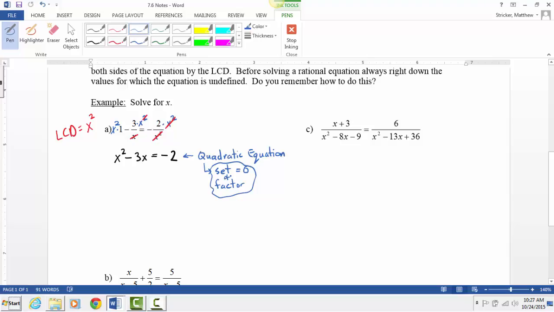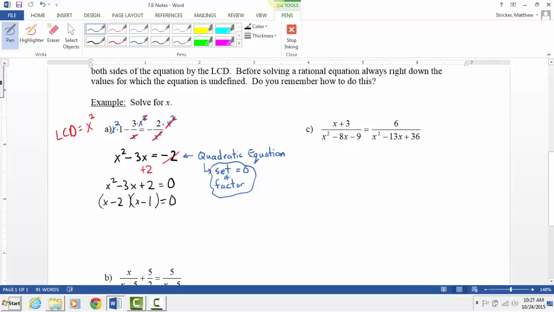So we're going to do that. We need to get it equal to 0 first, which means we need to add that 2 over the other side, because it's a minus 2. And so then our equation becomes x squared minus 3x plus 2 equals 0. And I think that's factorable. This isn't too bad to factor. It becomes x minus 2 and x minus 1 equals 0.